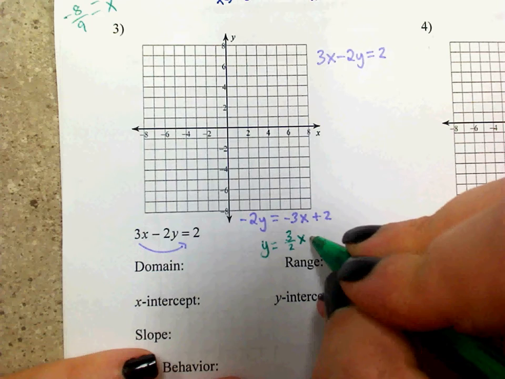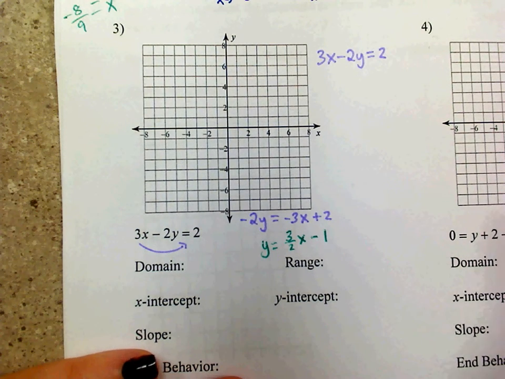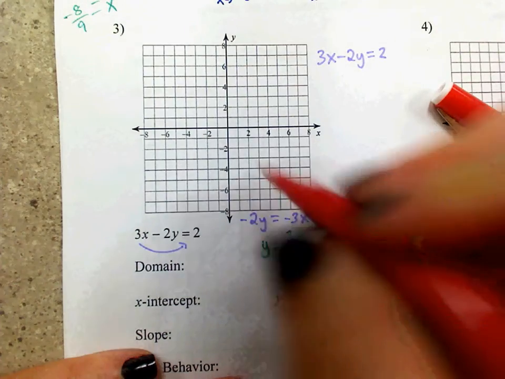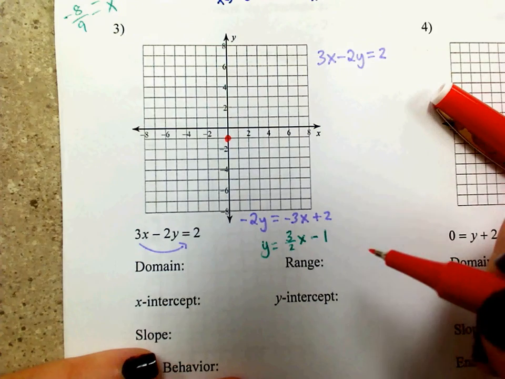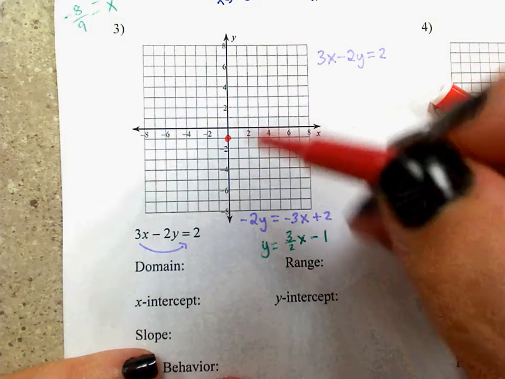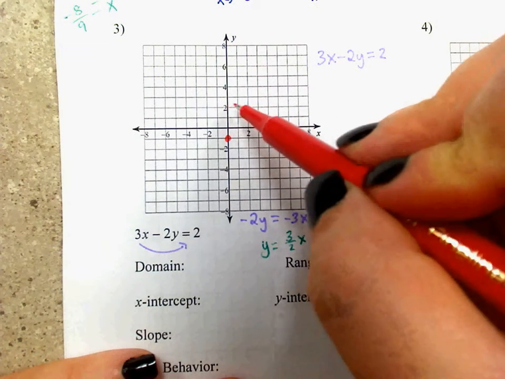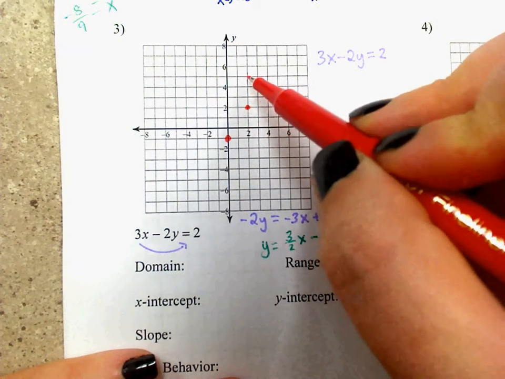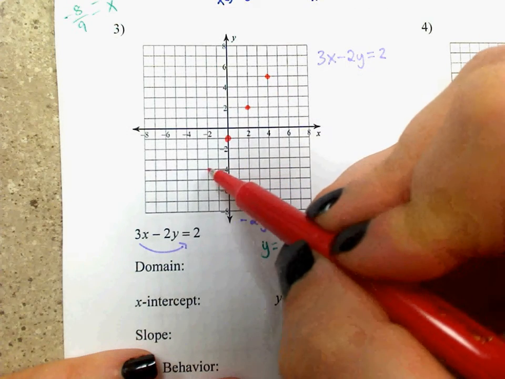So I could graph it using that. I know that my y-intercept is negative 1, and my slope is 3/2, which means up 3 over 2, or down 3 to the left 2. I should say up 3 to the right 2. So 1, 2, 3, 1, 2, and 1, 2, 3 down left 2, 1, 2, 3 down left 2. Okay.